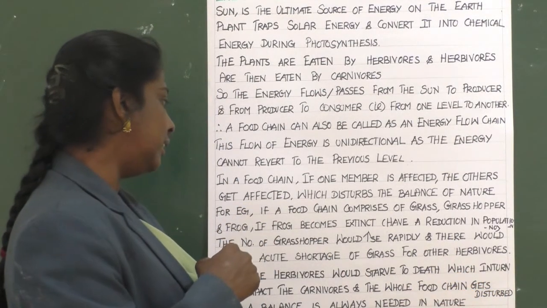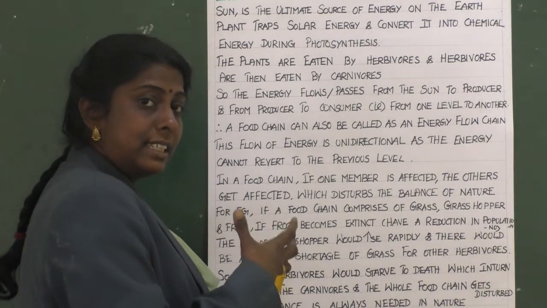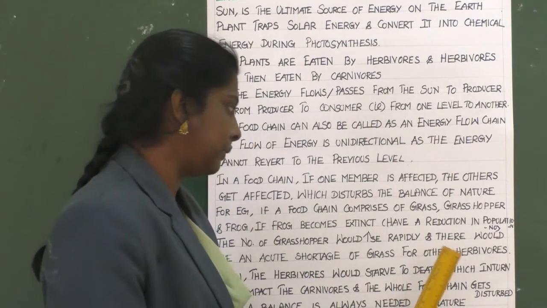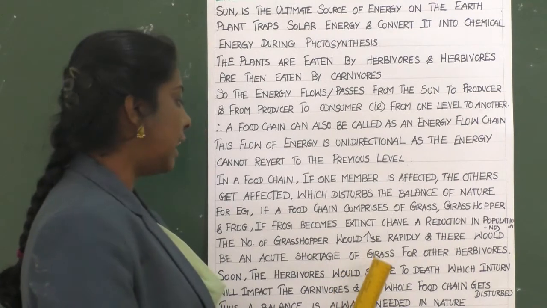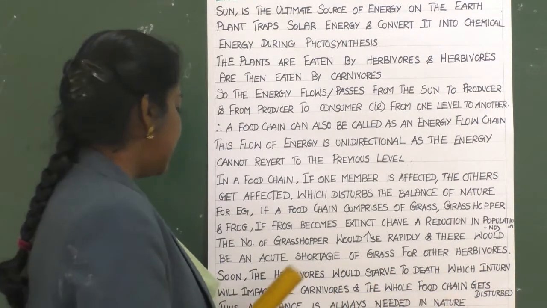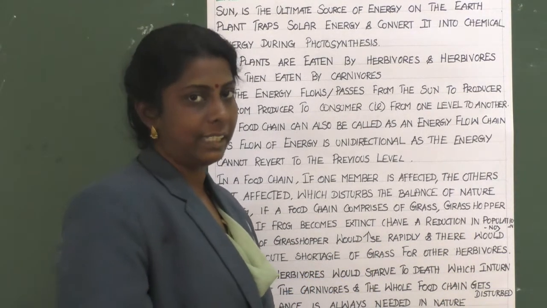So again here, since there are no plants, the herbivores would starve to death, which in turn will impact the carnivores and the whole food chain gets disturbed. Thus, a balance is always needed in nature.